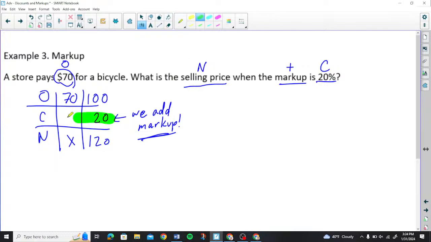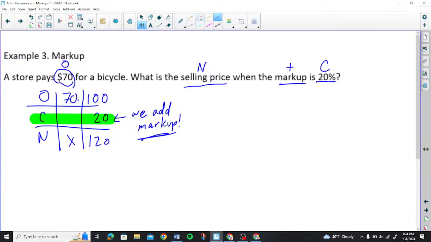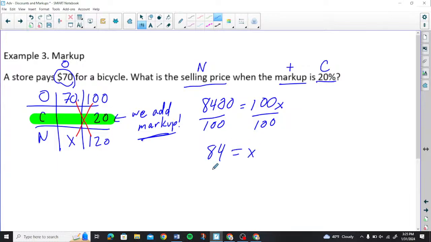We again can remove the middle row, and what we're left with then is the cross products of 70 and 120 and 100 and x. So we have 70 times 120 is 8,400, and that equals 100x. We divide both sides by 100, and x equals 84. I'm looking for an answer in the middle column, so that deals with money, so that's $84.